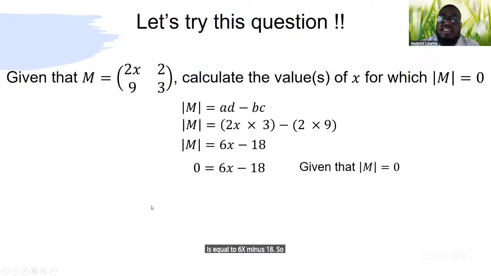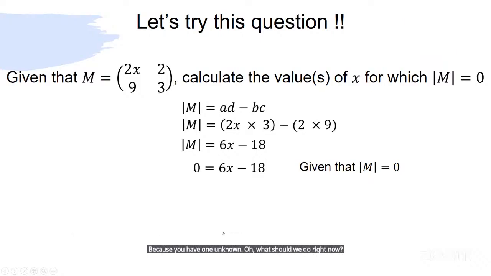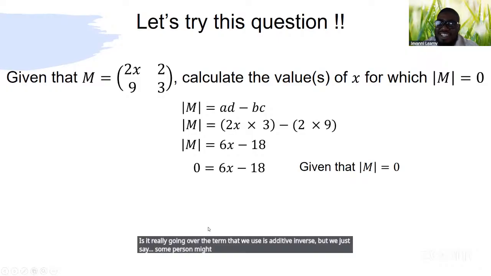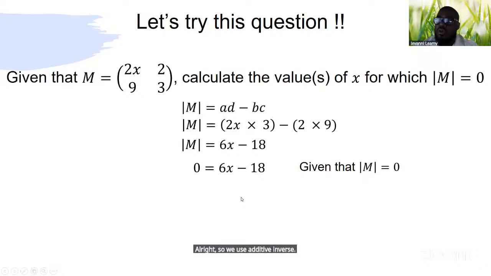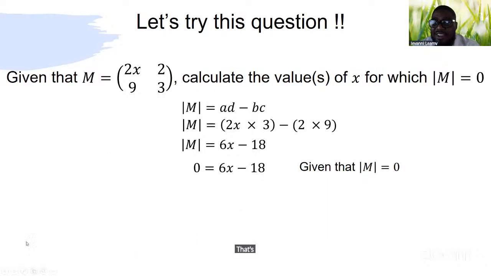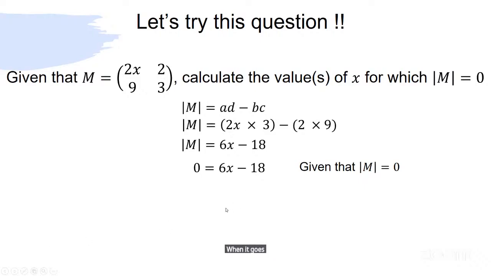So what do you think is the next step in order to solve this linear equation? Because we have one unknown. Can we put the negative 18 over the equal sign? Is it really going over? The term that we use is additive inverse, though some people might say the opposite of negative 18. So when you say bring it over, you mean literally bring over the negative 18 and we get negative 18 on the left side? That's what you're implying? When it actually goes over, it's going to be positive 18.